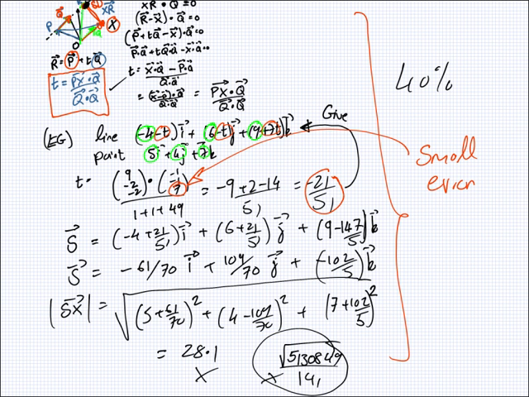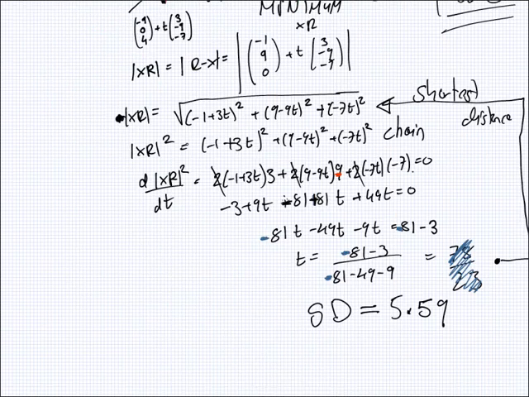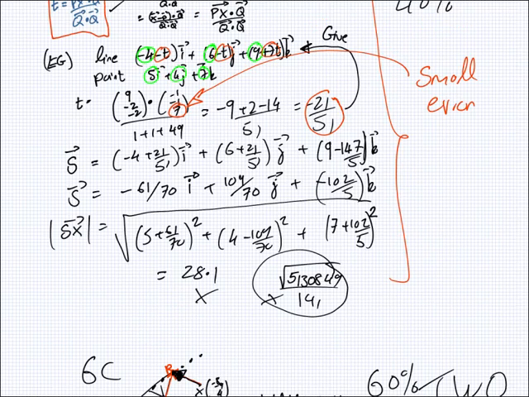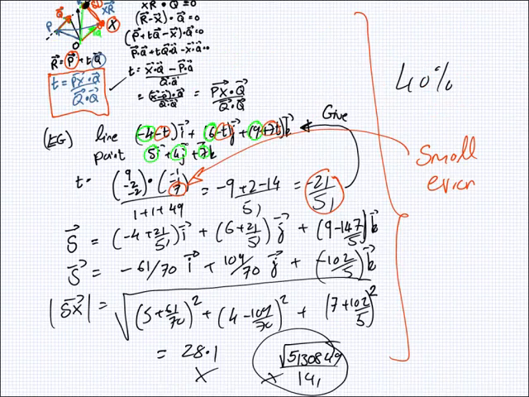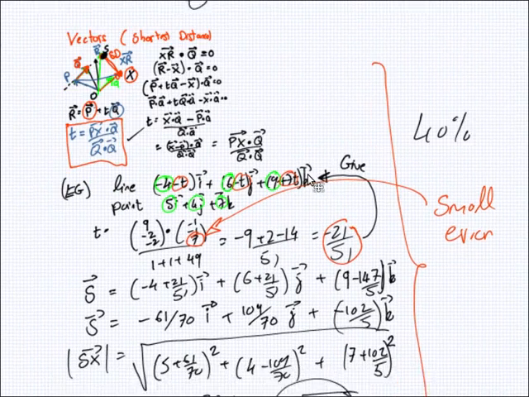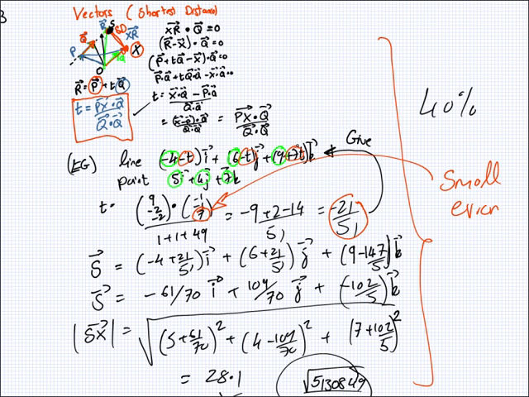Which method is easier? I kind of think this one's easier. But like I said to Summer, in the exam, they don't give you a choice. So we need to practice both. What I want you to do when you write this down is 6B. I want you to do it both ways.